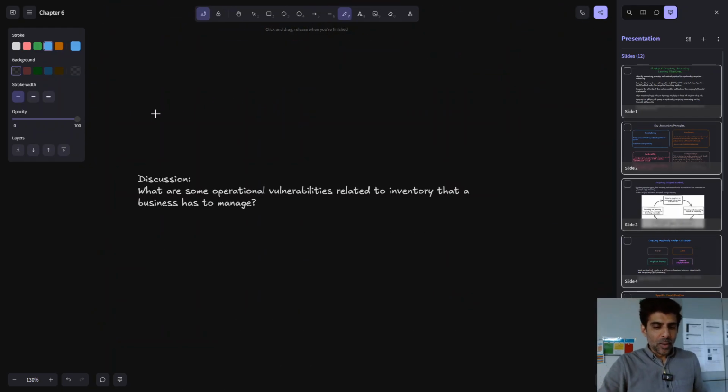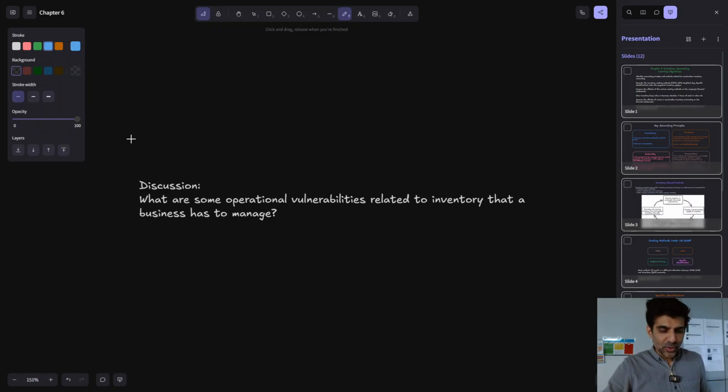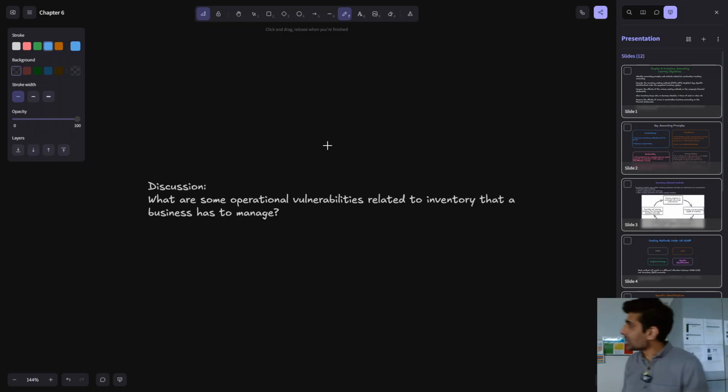Okay. So now just switching back to inventory. We mentioned these, I think. What are some vulnerabilities related to inventory that a business has to manage? What are things that can happen to inventory that a business needs to think about having some controls over? What do you think? Yeah. So theft. So what do businesses do to manage that? Higher security. What else? Surveillance.